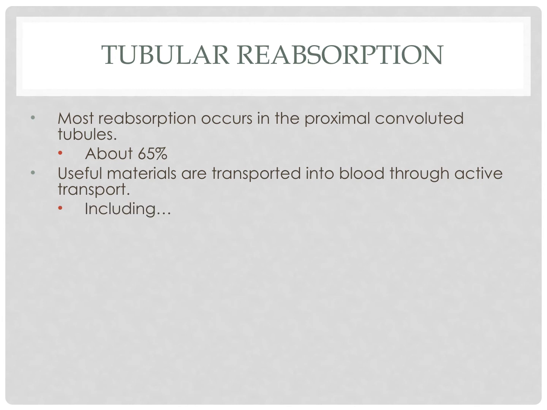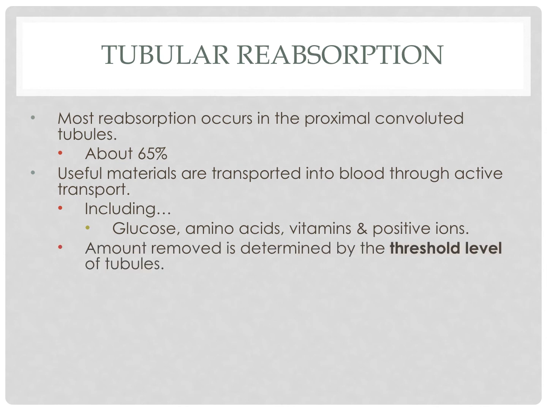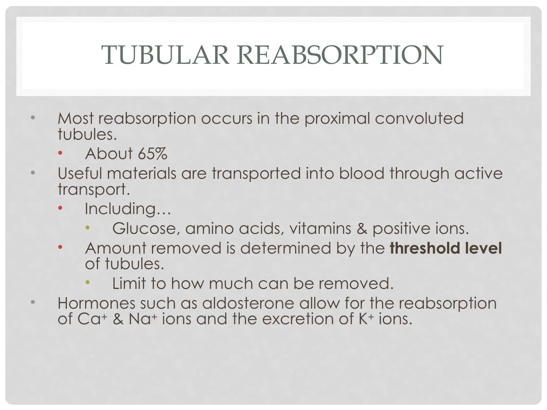This includes things like glucose, amino acids, vitamins, and positive ions. An amount is removed, but the amount is always determined by the threshold level of the tubules, which means there's a limit to how much can be removed, or a cap. Hormones like aldosterone will allow for the reabsorption of calcium and sodium, so that's CaNa ions, as well as the excretion of K, otherwise known as potassium.